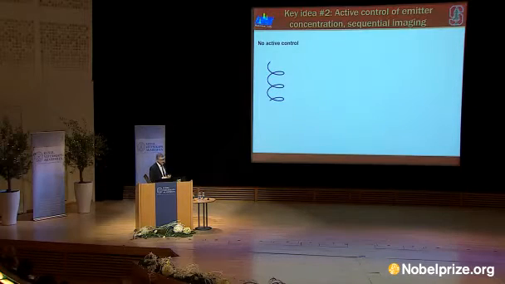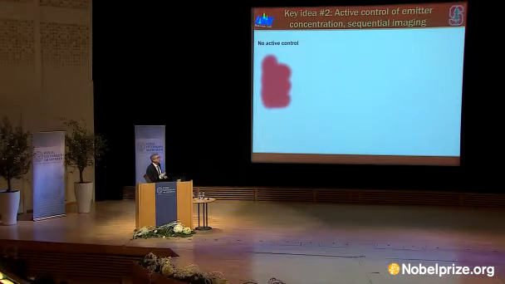And so that gives me key idea number 2. I'd like to describe it in this general way by calling it active control of the emitter concentration and sequential imaging. So here's the idea. We want to observe this structure, and we decorate it with these fluorescent labels. Now the problem is, if you let all of them emit at the same time, then each one of those diffraction-limited spots will overlap, and so you don't see the fine structure. So the solution is simply: don't let them emit all at the same time. Use some sort of active mechanism that you have control over as the experimenter to keep the concentration low at any time.